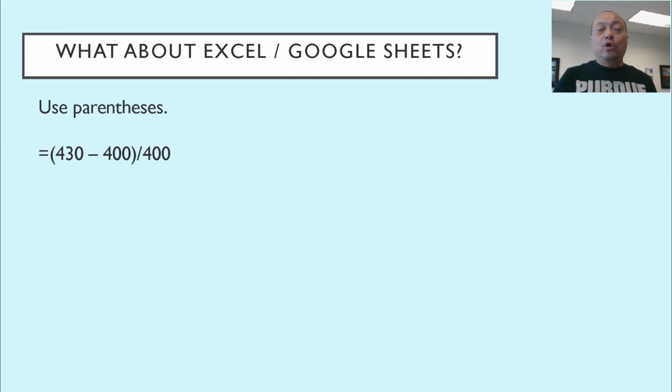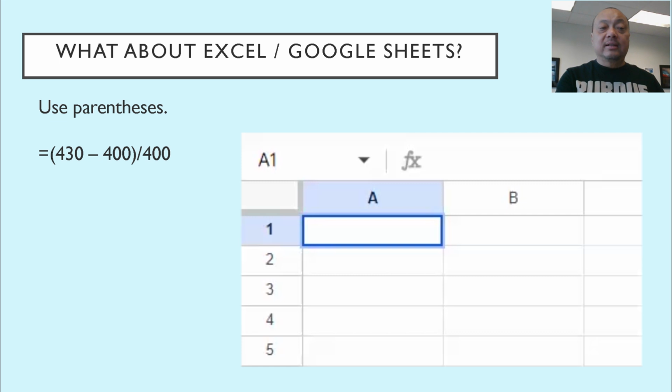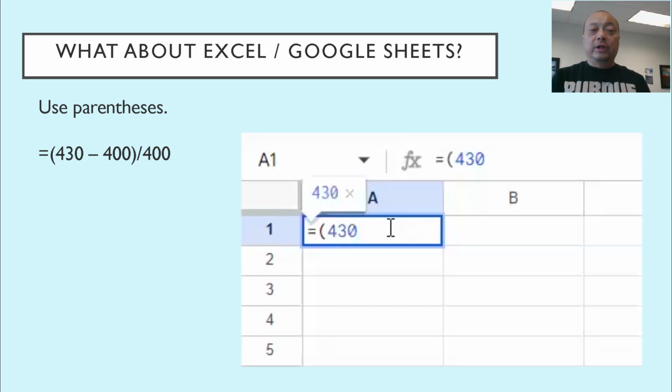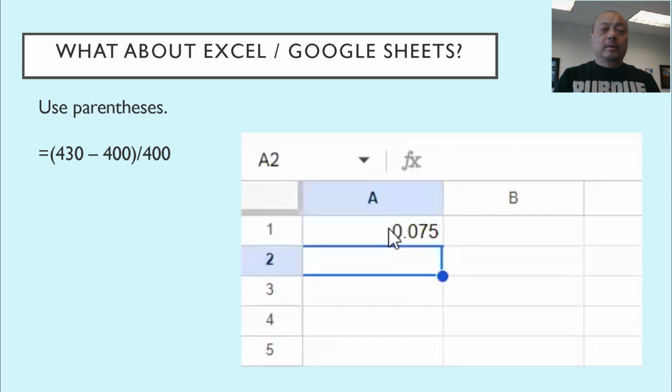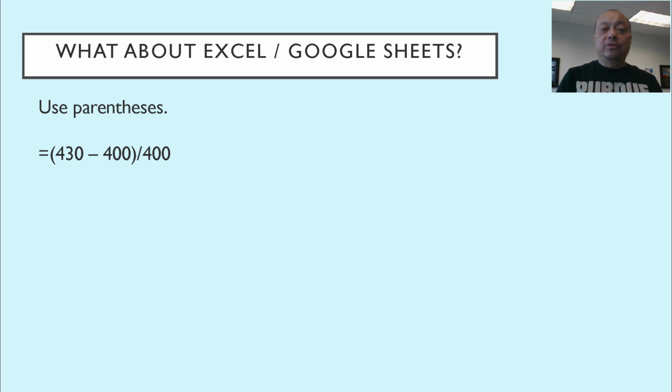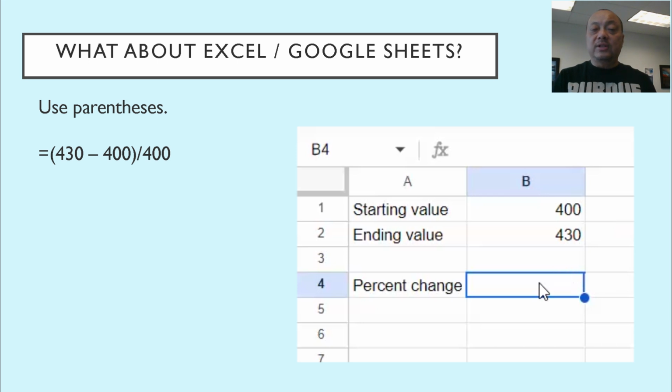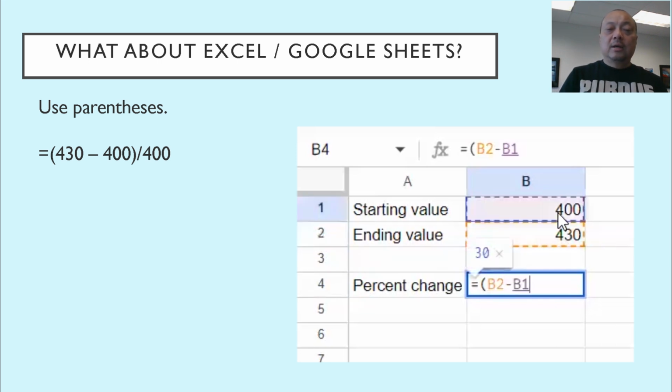What about Excel or Google Sheets? Excel and Google Sheets have parentheses, so I can calculate with parentheses like this. Equals, parentheses, 430 minus 400, close parentheses, divide 400. If I have the numbers in the cells and I want to compute the percentage, I refer to those cells like this. Equals, parentheses, ending value, minus starting value, close parentheses, divide 400.